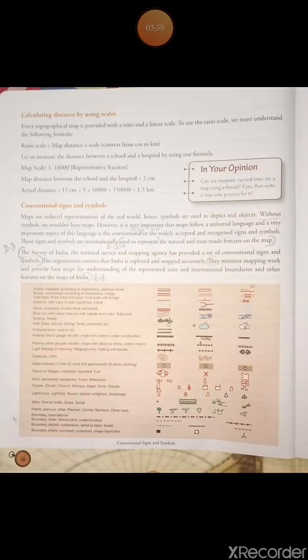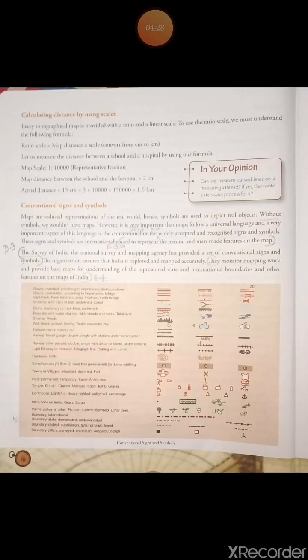Now let us measure the distance between a school and a hospital by using this formula. Let the map scale in the form of representative fraction be 1 is to 10,000. That means 1 centimeter on the map is equal to 10,000 centimeter on the ground. Now let the map distance between school and the hospital be 2 centimeter.